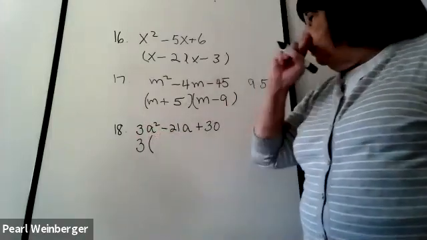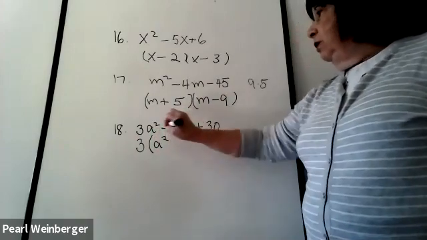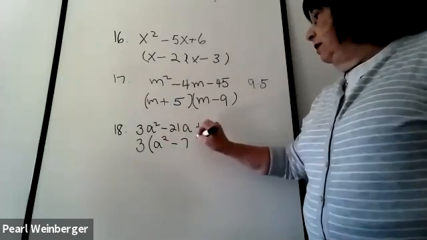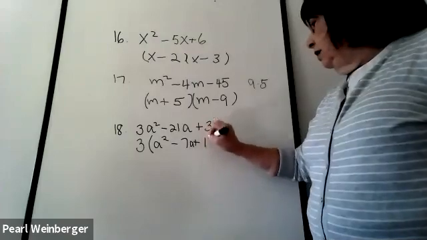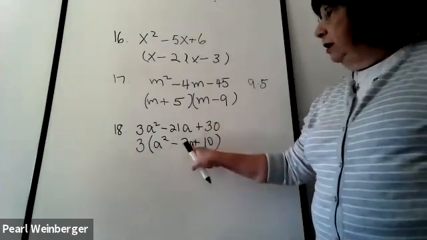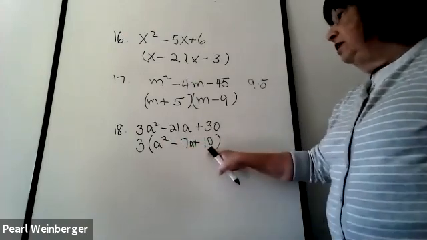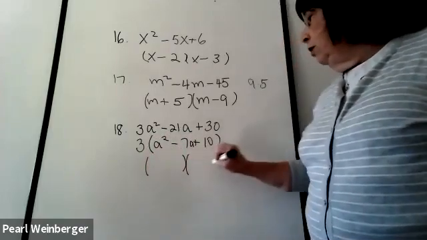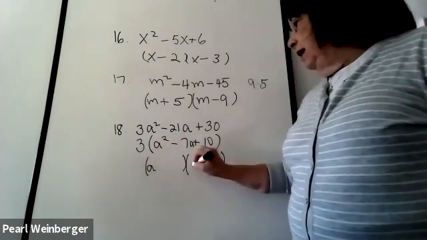I put the 3 in the front, and this will give me a squared. 21 divided by 3 is negative 7, and 30 divided by 3 is 10. So inside my parentheses, I get a squared minus 7a plus 10. Now this itself is a trinomial, so I'm going to try and factor that trinomial. And here it's an a squared, so I'll break it up into a and a.